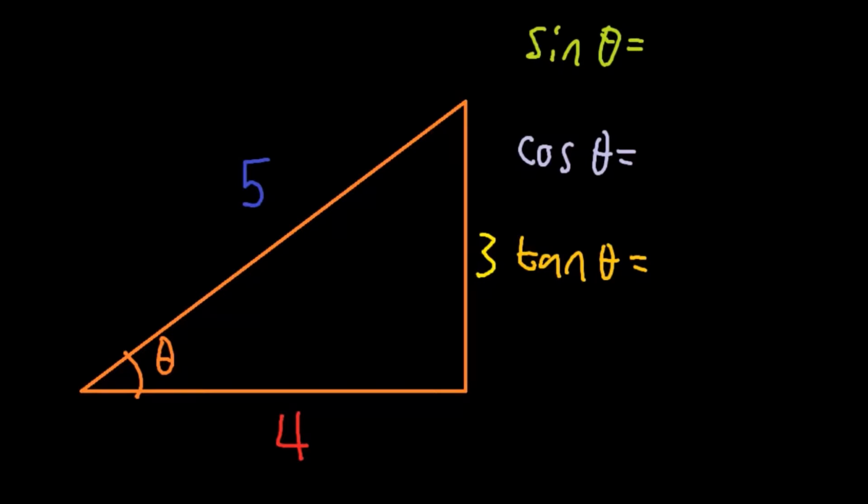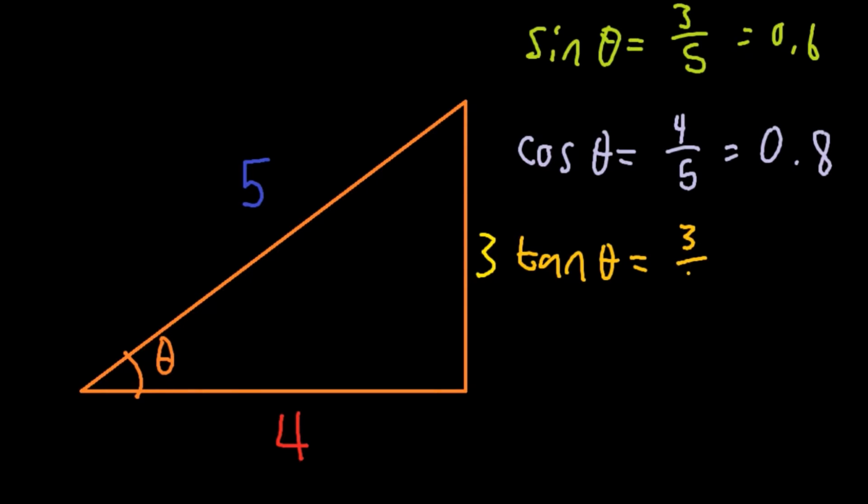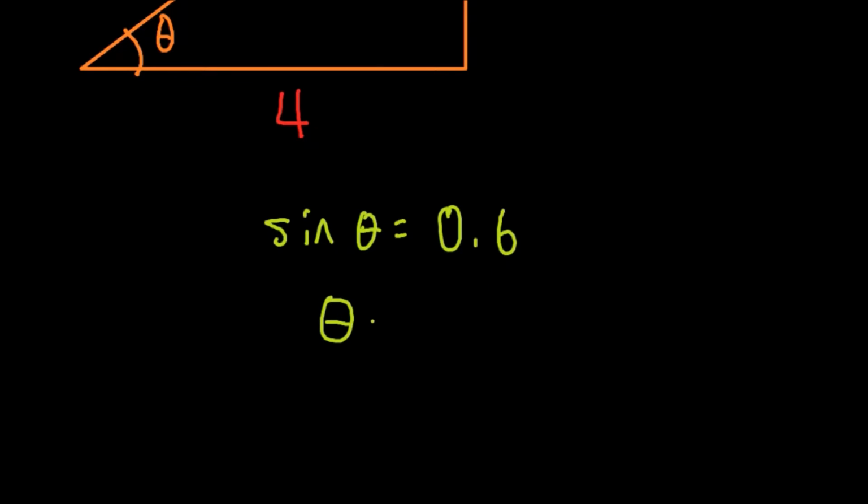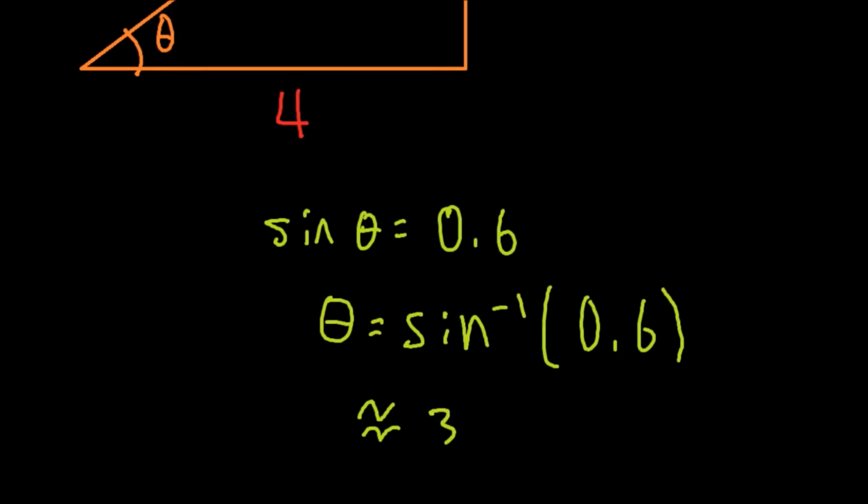Here's an example. This right triangle has sides 4, 3, and 5. The sine of this angle here is the 3 over the 5. The cosine is the 4/5, and the tangent is 3/4. To find the angle between the 4 and the 5, we use the inverse sine on 3/5, the ratio, to obtain an angle of roughly 37 degrees.